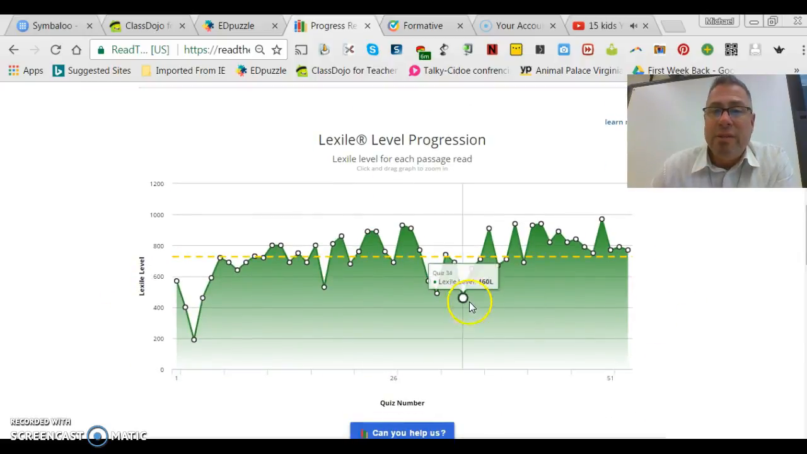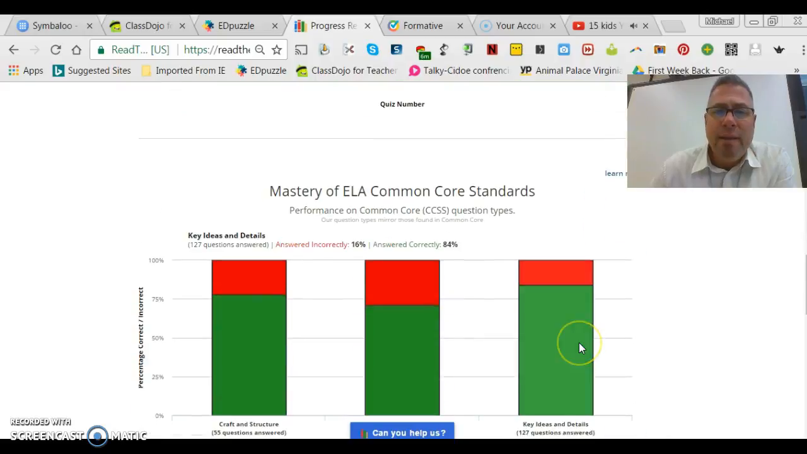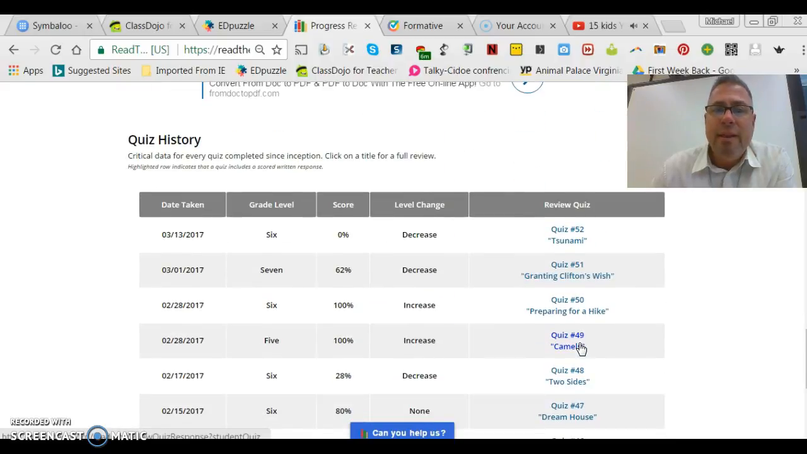If you scroll down, you'll see the Lexile, and Lexile means their reading ability. And as you can see, she's made consistent growth, and she's even actually performed at a Lexile of 930 up here. And going down here, now this portion of the test will require you to click on another button.